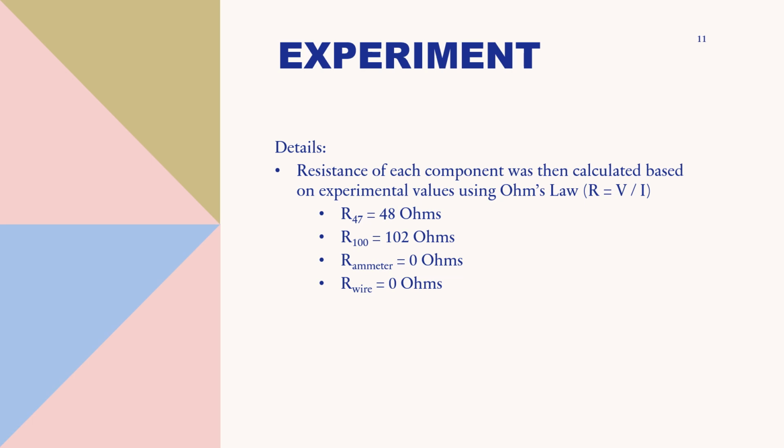The resistance of each component was then calculated based on the experimental findings. It was found the resistance of the 47 ohm resistor was actually closer to 48, and for the 100 closer to 102. This will be discussed later.